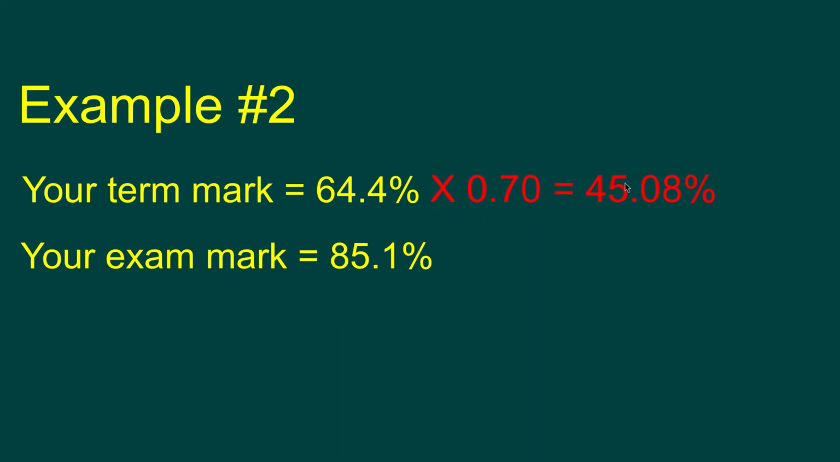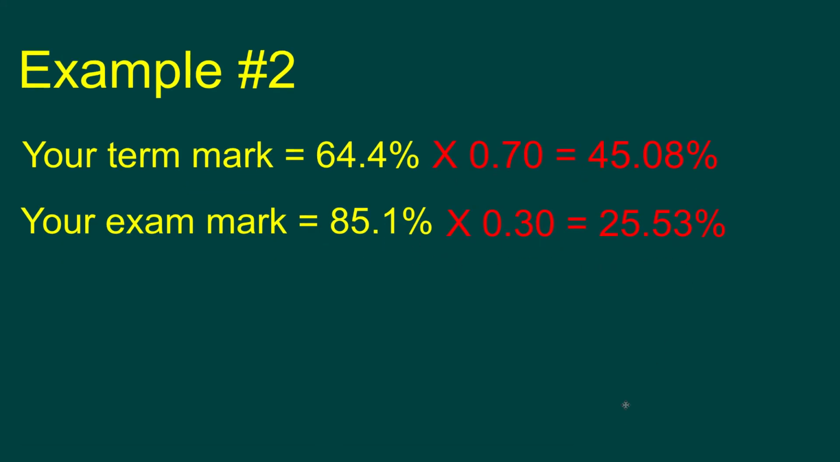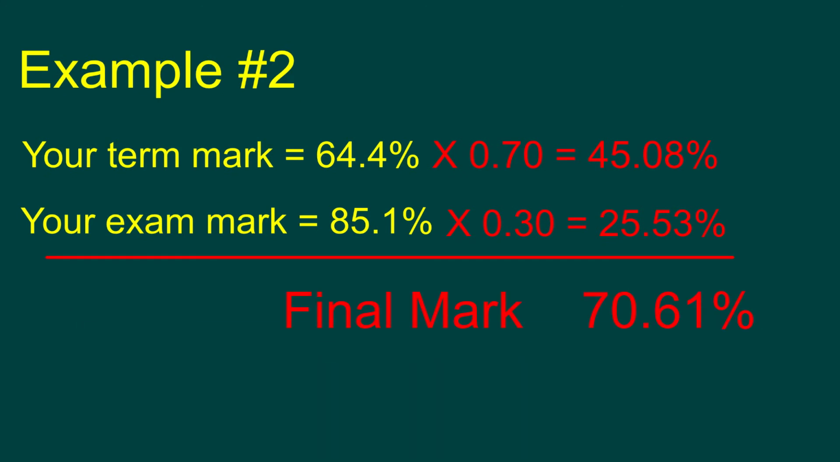So again, we take our term mark multiplied by 0.7. That is equivalent to 70%. That gives them a 45.08%. The exam is 30%. So 85.1 times 0.3 gives you 25.53. Their total mark, combining term and exam, is 70.61.